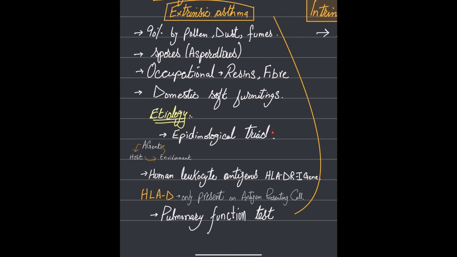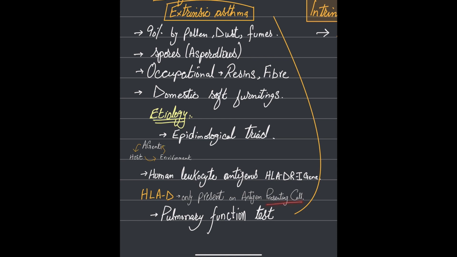Etiology is really simple. It's the epidemiological triad. What is the epidemiological triad? Agent goes to the host, host to the environment, environment to the host. It's like a triangle. We have to simply understand this. And one of the main things here, human leukocyte antigen, is the HLA-DR1 gene. This is the main key point. It plays an important role in this asthma, and this one is only present on antigen presenting cells.